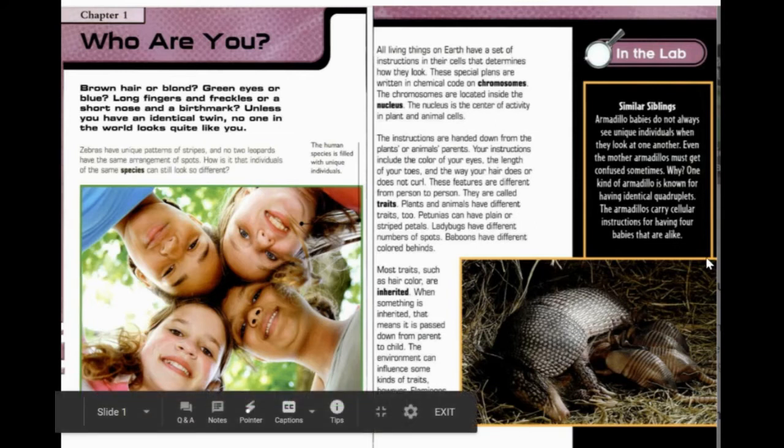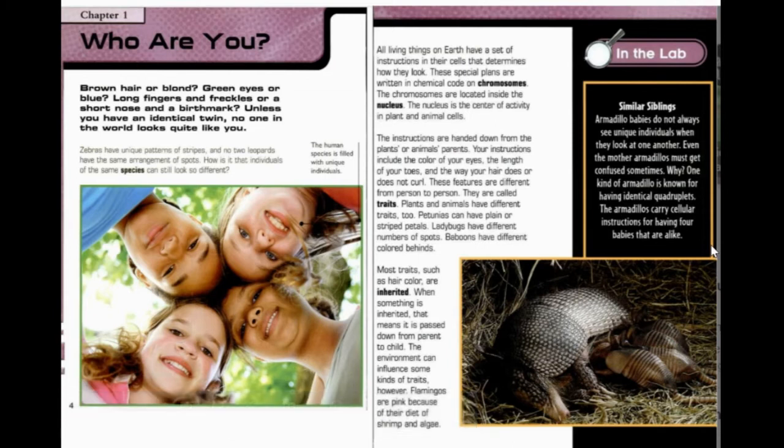And then over here, we've got a picture of an armadillo. Similar siblings, armadillo babies do not always see unique individuals when they look at one another. Even the mother armadillos must get confused sometimes. Why? One kind of armadillo is known for having identical quadruplets. And if you think back to some of our work in math, we know that that prefix quad means 4. So they're known for having 4 identical babies at once. The armadillos carry cellular instructions for having 4 babies that are alike.